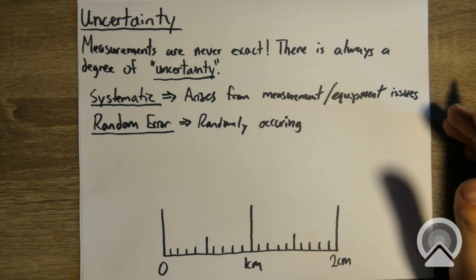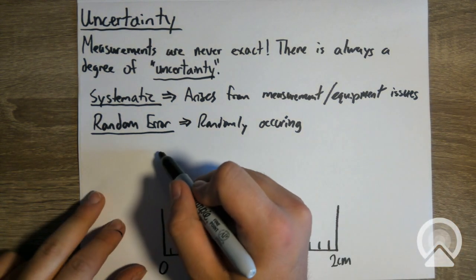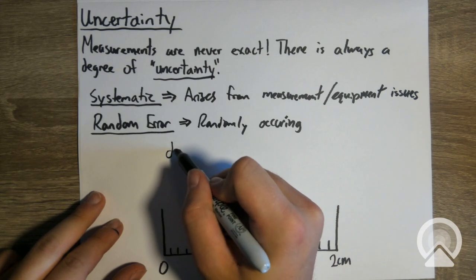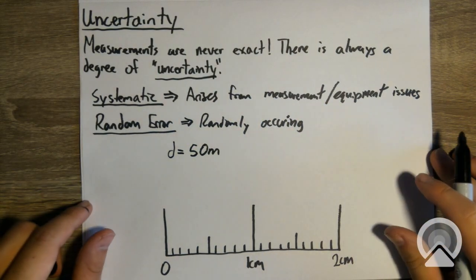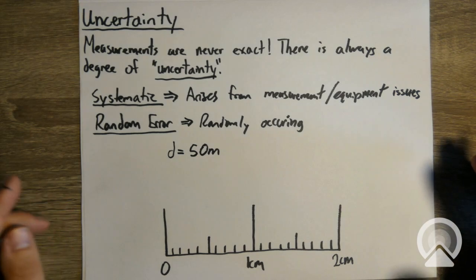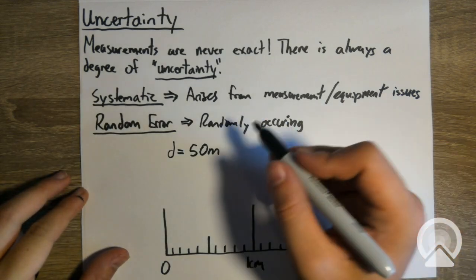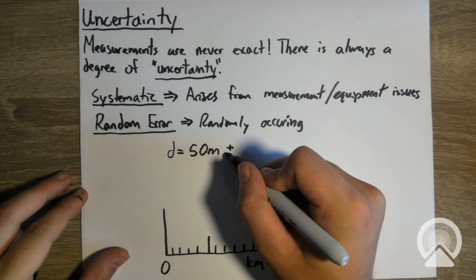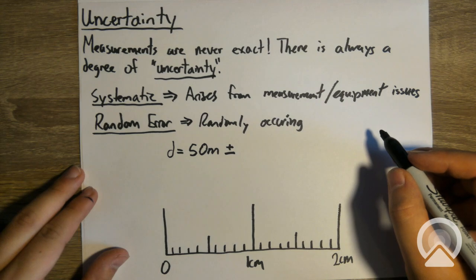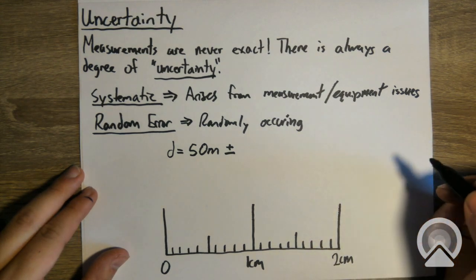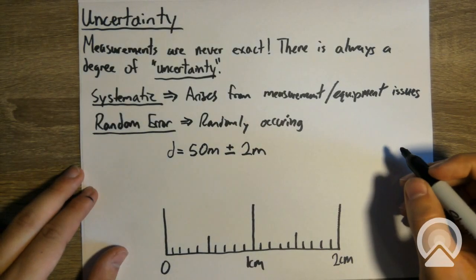So, how do we look at uncertainty numerically? Well, I'll just do an example here where, say, somebody runs 50 meters. You measure them running 50 meters, but maybe your tools for measuring are not completely accurate, and they definitely wouldn't be. Uncertainties arise in all measurements. Now, based on your tools, let's say you're uncertain within 2 meters.